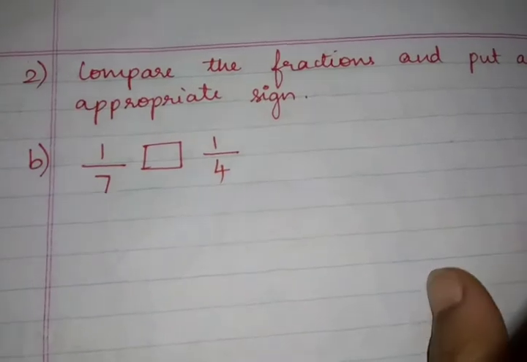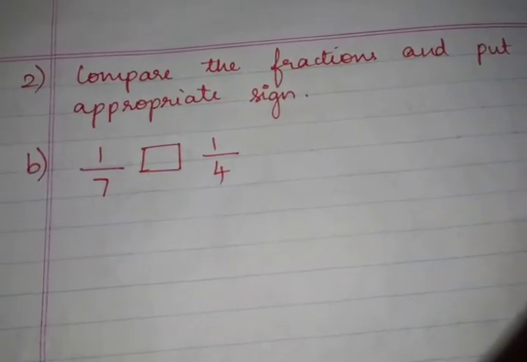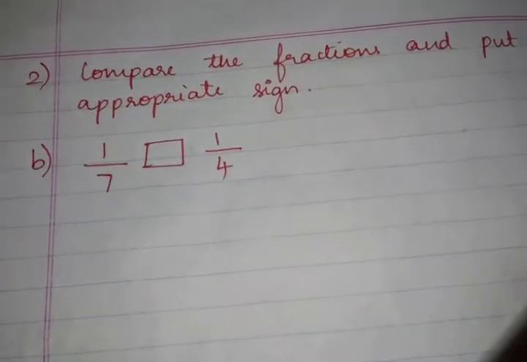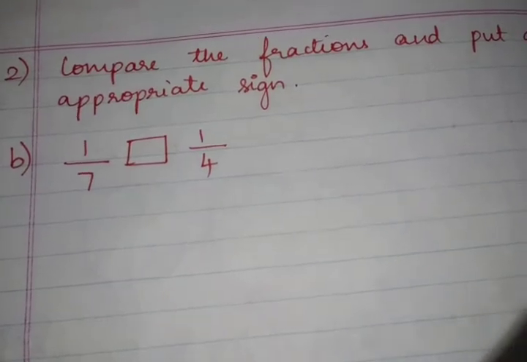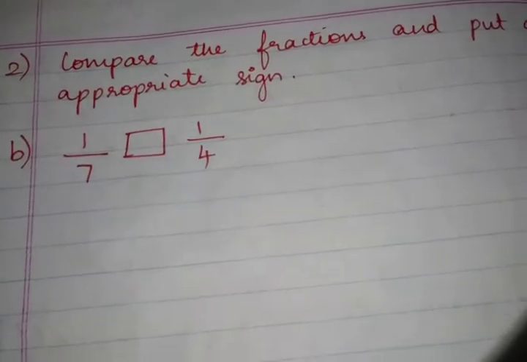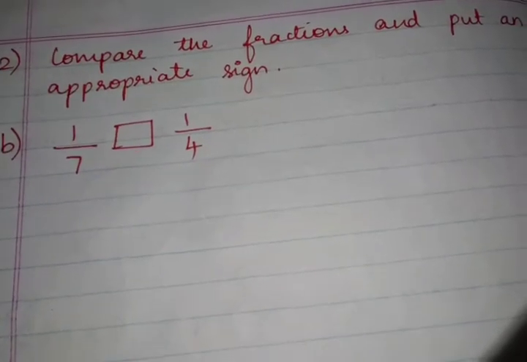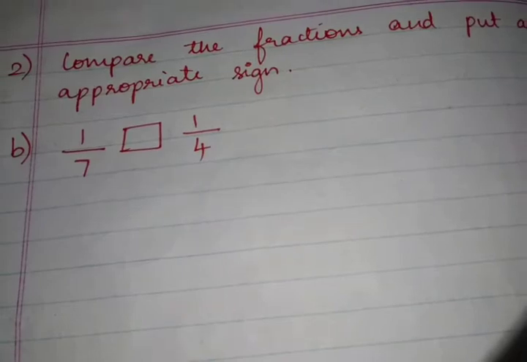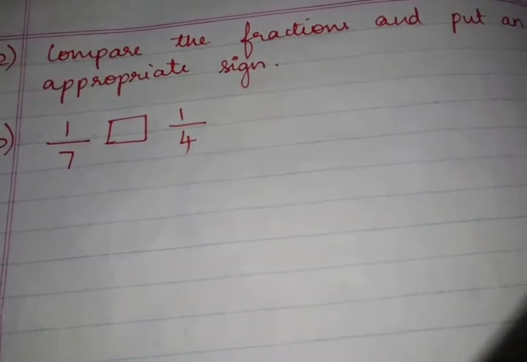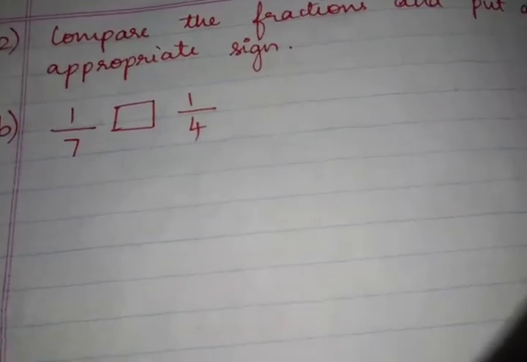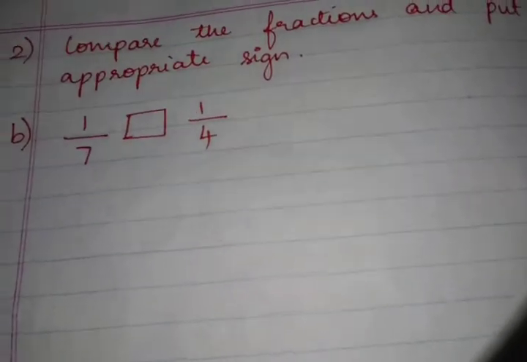Next is your second problem. Compare the fractions and put an appropriate sign. We have discussed a few examples in our last class. Do you remember? The same way we are going to compare it. Problems A and C I have given you as homework, because in A and C we have the same denominators. If you have the same denominators, we can directly compare the numerators and decide which is greater, which is smaller. I am going to teach you the remaining B and D problems, where both have different denominators. So, we have to make them the same and then compare.